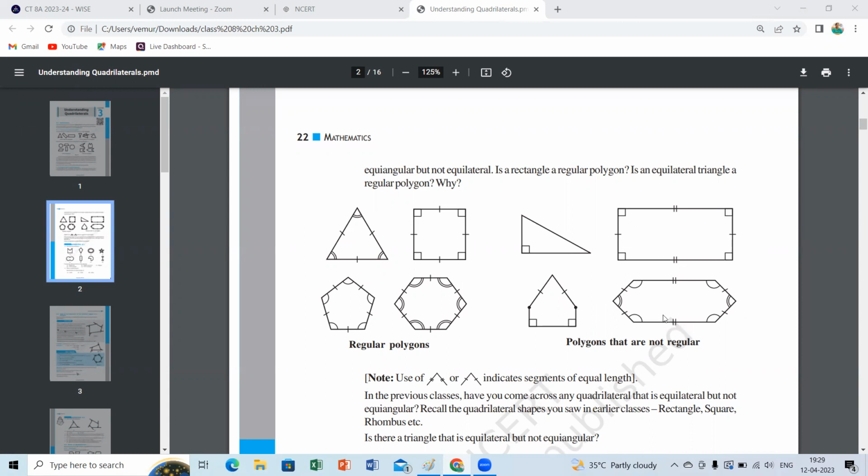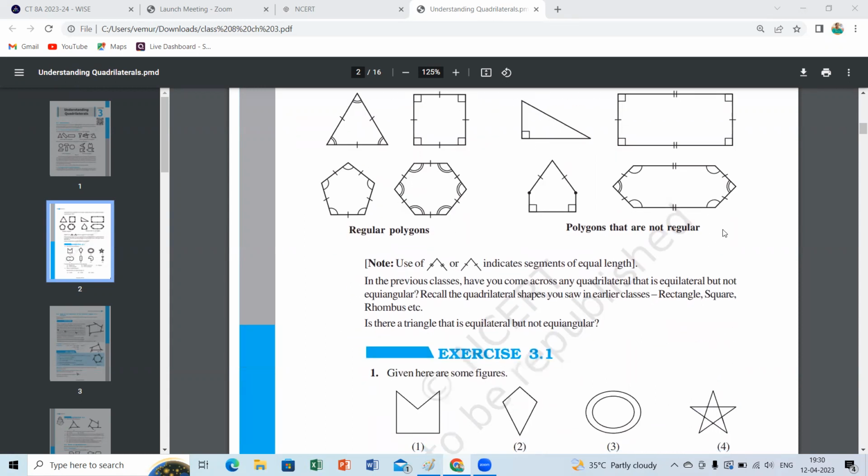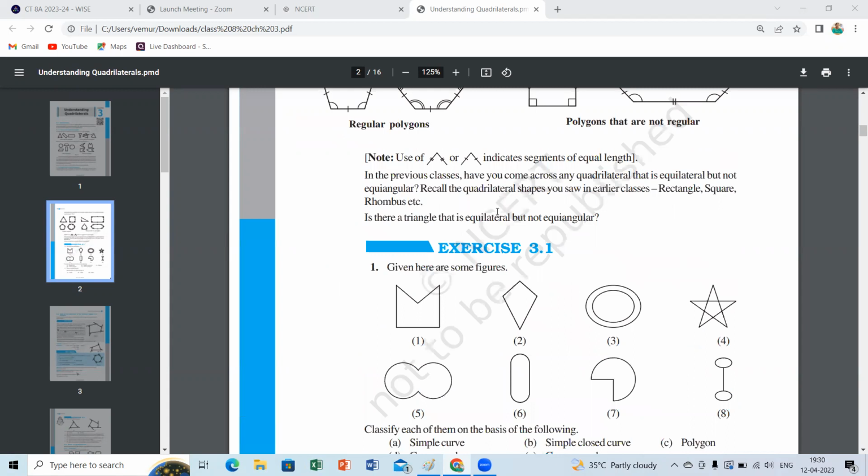Now go to this. This is also not regular, because this length is more, this length is less. By looking only, you can say this is not a regular polygon. In a few figures, they can mark the line segments with ticks, which indicates the lengths of these line segments are the same, equal in measure. Now coming to the exercise part.